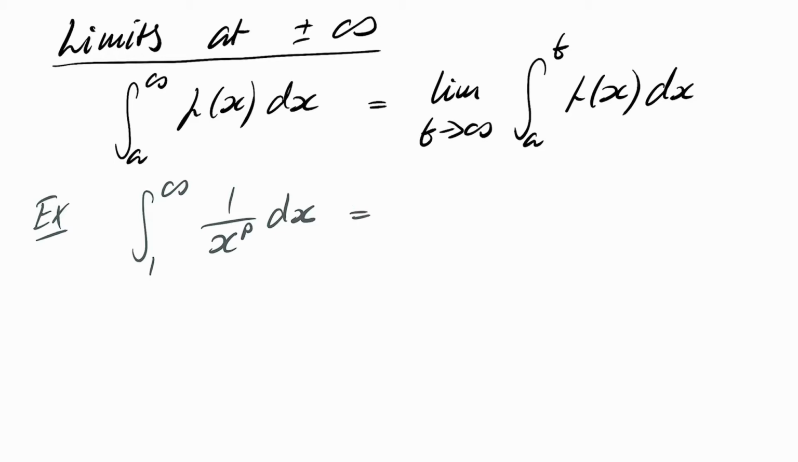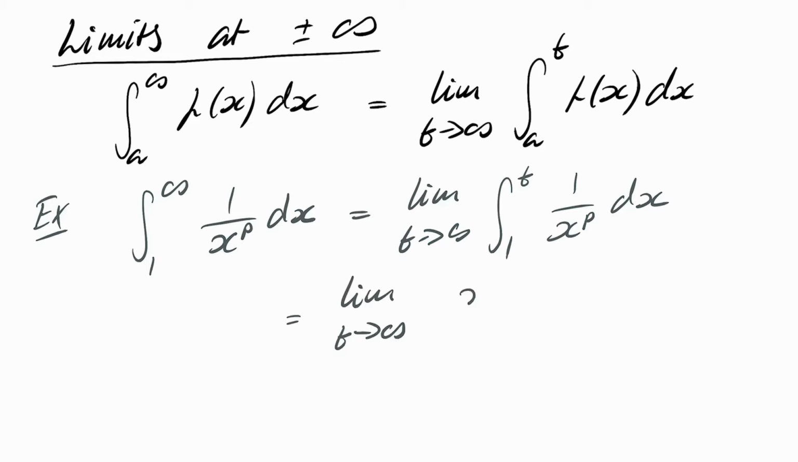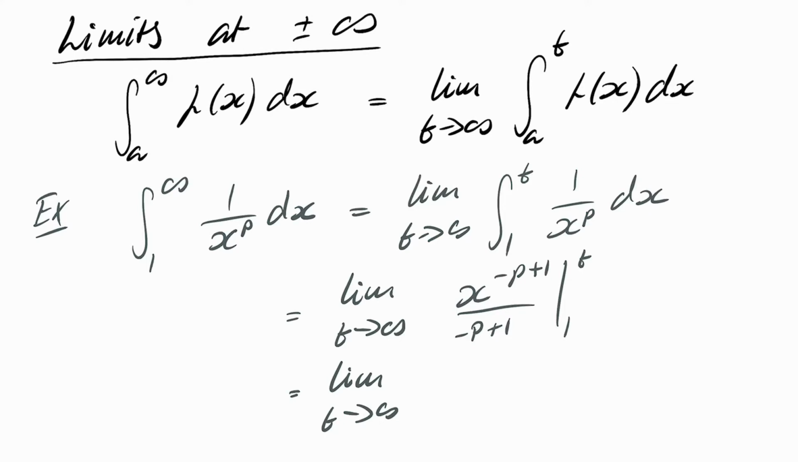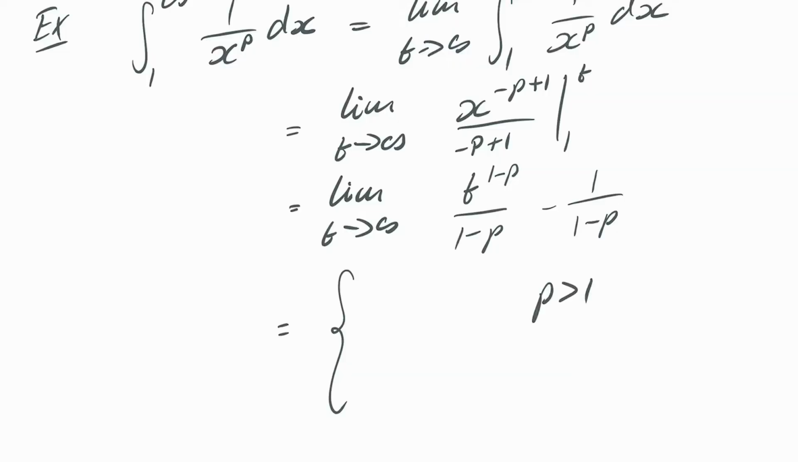So let's use the definition of what I mean by a limit up to infinity using a limit. I can evaluate this integral nice and easily, provided p is not equal to 1. Then this is just x to the 1 minus p over 1 minus p, evaluated between 1 and t, which becomes the limit as t tends to infinity. Now, depending on the value of p, this limit comes out to be different things. So if p is greater than 1, then t to the 1 minus p is going to tend to 0 as t tends to infinity.